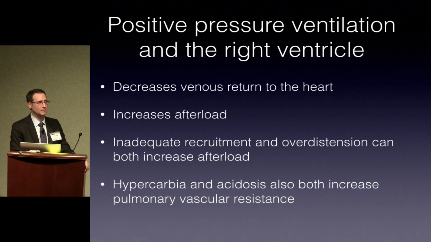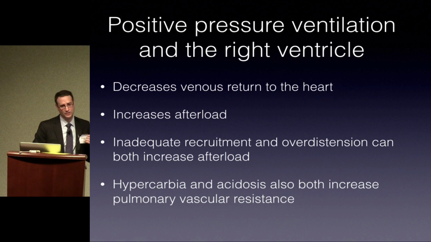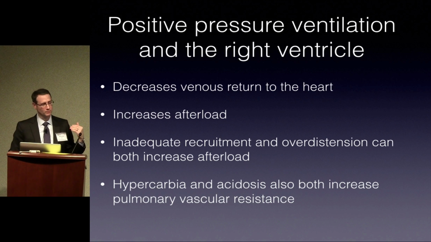So let's step back a minute and think about what happens when you take someone with ARDS and put them on a ventilator. Positive pressure ventilation has a significant impact on RV function. It does this through a whole number of ways. Some of the important ones is that it decreases venous return to the heart. As you increase pleural pressure, you decrease venous return back to the heart. As you increase transpulmonary pressures, you actually increase afterload in the right ventricle, which is probably the predominant issue that we're dealing with here. And also, inadequate lung recruitment or overdistension can both increase afterload.